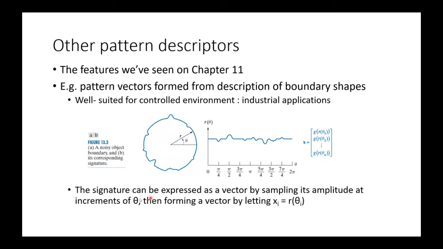By expressing the signature as a vector, sampling its amplitude at angular increments, then forming a vector by letting every element of this vector be exactly the output of this function, the radius with respect to theta. So we transform this signature that we've seen as a feature last week into what? Into a description of this figure that then becomes a pattern vector.